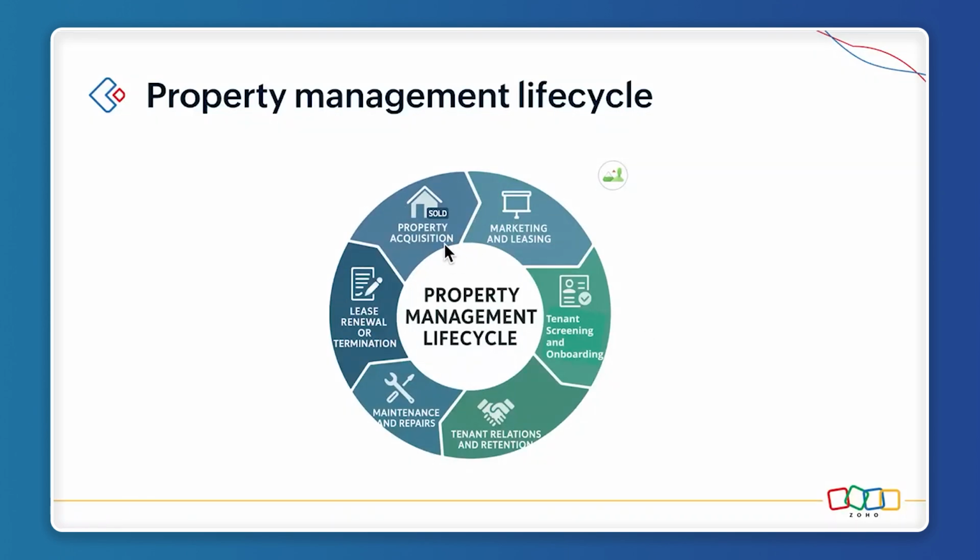So once you acquire the property, the next is marketing and leasing. In marketing, the next step is to advertise and lease the property. This involves listing the unit, managing inquiries, scheduling visits, and processing the applications, an area where automation can significantly cut down the turnaround time. And then comes tenant screening and onboarding. This is where all the background checks and screenings take place for the tenants, right?